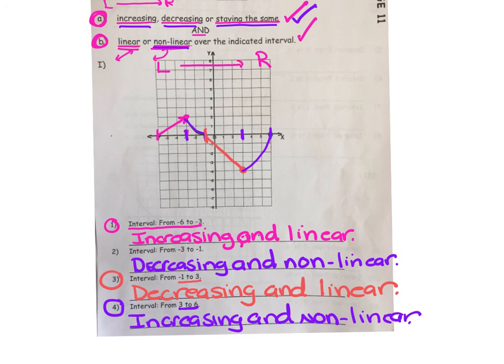For number 3, you should have gotten decreasing and linear. Give yourself a check. And for number 4, you should have gotten increasing and nonlinear. Give yourself a check if you have that one correct. This concludes this first page on piecewise functions.